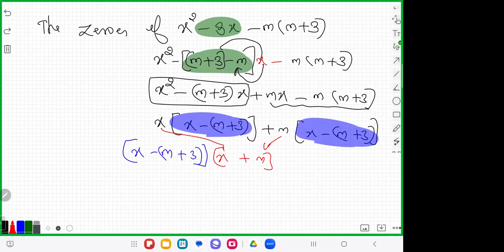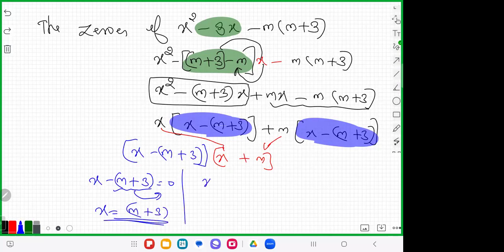If you are equating each with 0, if the first bracket x minus m plus 3 is equal to 0, you can take completely this m plus 3 to this side. You will get x is equal to m plus 3. In the second bracket, if x plus m is equal to 0, x is equal to minus m. So the answer is minus m and m plus 3.